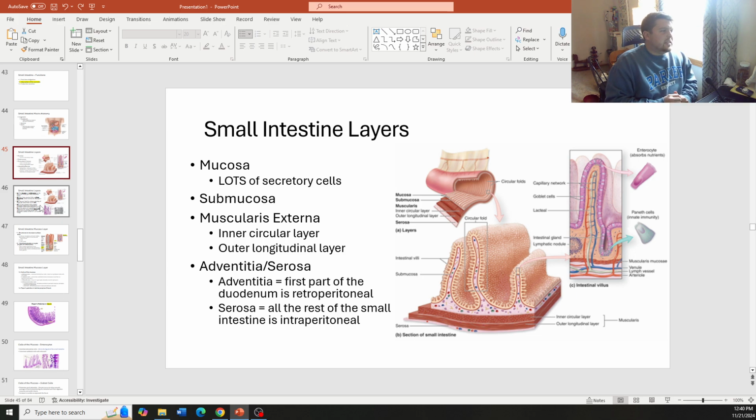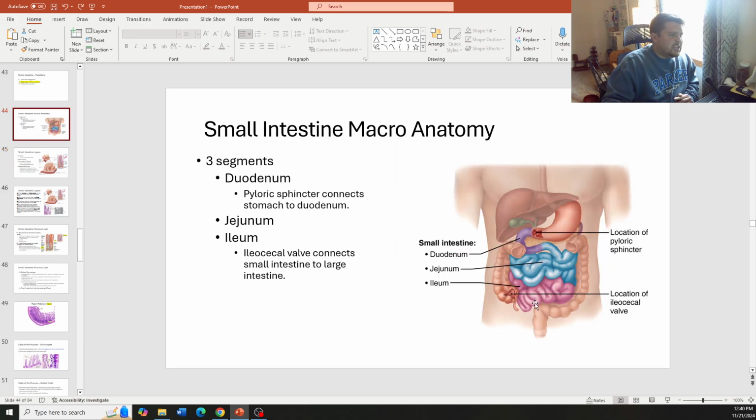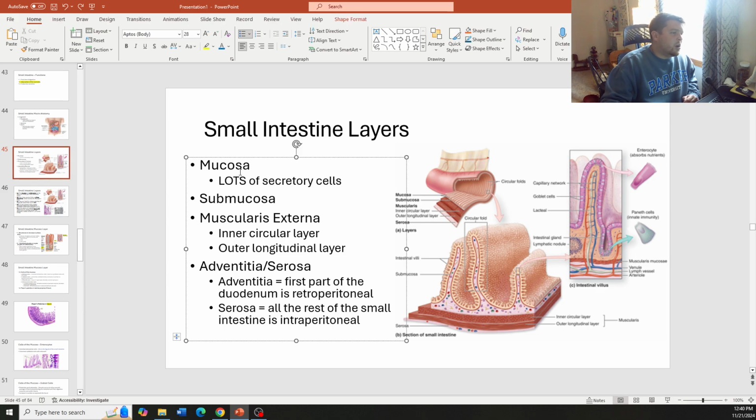So, layers of the small intestine. We're going to break these up a little bit as well because each part of the small intestine has a slightly different responsibility. Overall, the idea is absorption, but they're broken up into these 3 parts because they do slightly different jobs. So we have the mucosa.